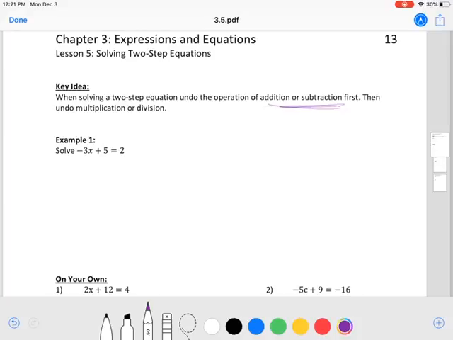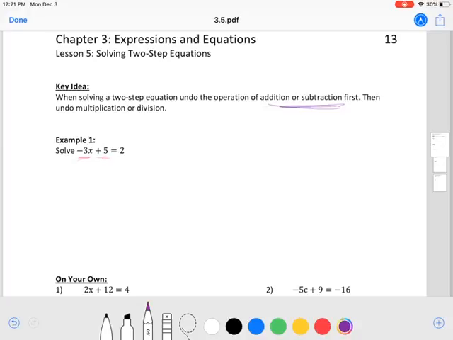So let's try this out in example 1. So this says negative 3x plus 5 equals 2. And if you guys notice, there are two steps here. First, there's this multiplication of the 3x, which is negative 3 times x, and then there's the second step of adding 5. So it's a two-step equation.